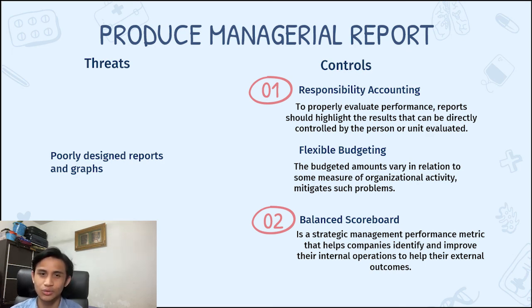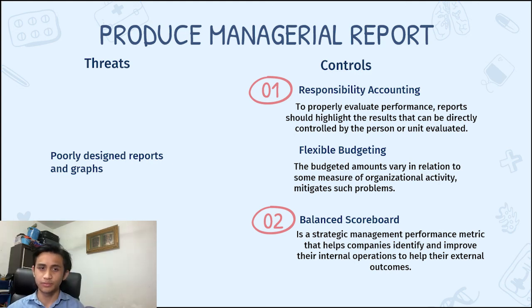It is also important to design the budget so that its content matches the nature of the unit evaluated. A flexible budget, in which the budgeted amounts vary in relation to some measure of organizational activity, mitigates such problems. Flexible budgeting will entail dividing the budget for each line item in the general superintendent's department into its fixed and variable cost components. In this way, budget standards will be automatically adjusted for any unplanned increase or decrease in production. Thus, any difference between these adjusted standards and actual cost can be more appropriately interpreted.